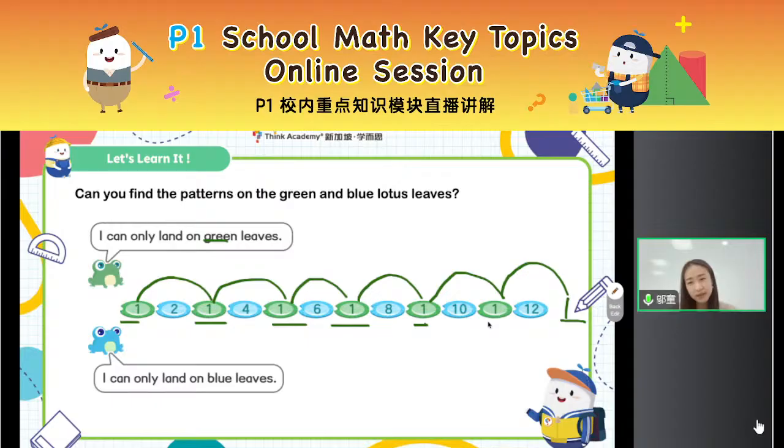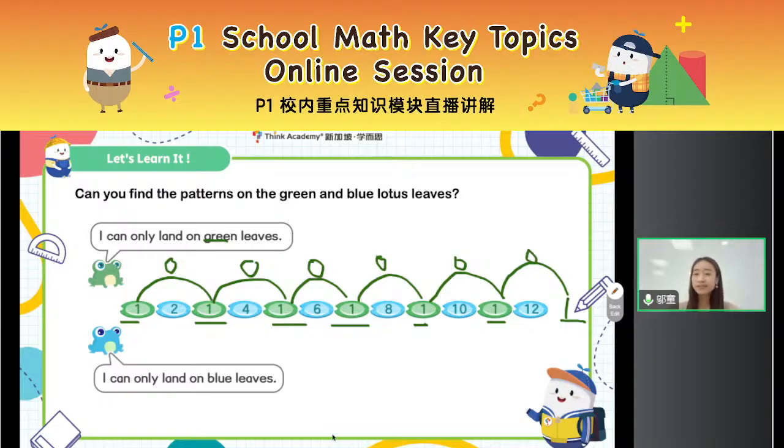Here's a question. If your number is always 1, 1, 1, 1, 1, 1, 1, what is the difference between them? They also have a difference, just because the difference is 0. You cannot say they have no difference, right? They have a difference, but their difference is 0.